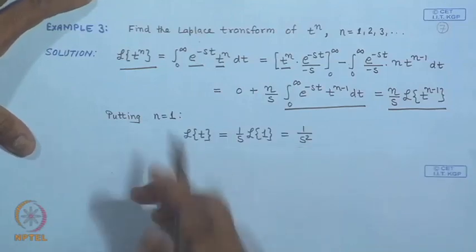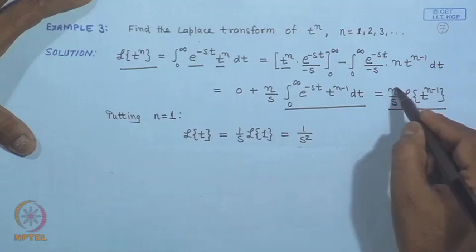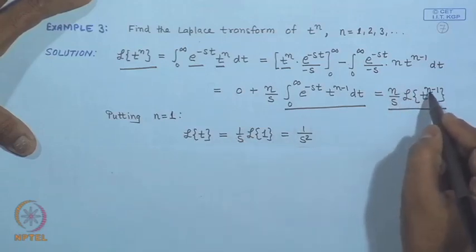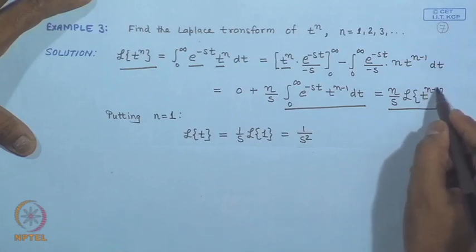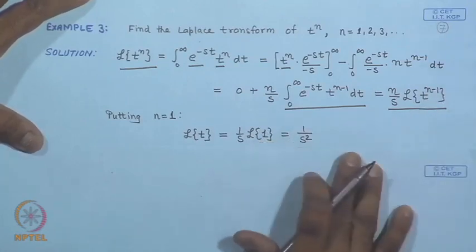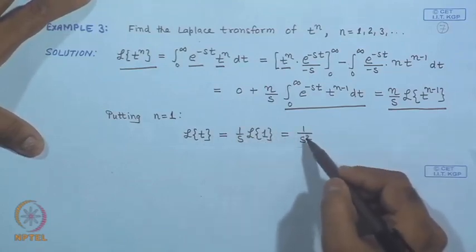So, if we put n equal to 1, we have Laplace of t. So, that is 1 over s times Laplace of 1, because n is 1, so it is t power 0, which is 1. So, Laplace of 1 we know already, that is 1 over s. So, we have 1 over s and 1 over s, so 1 over s square.